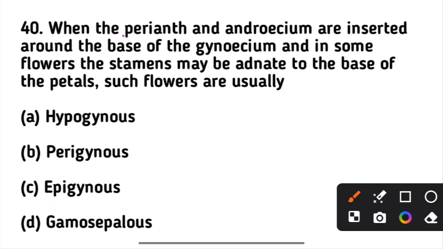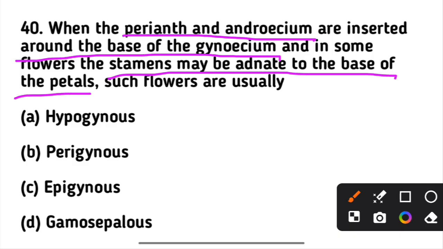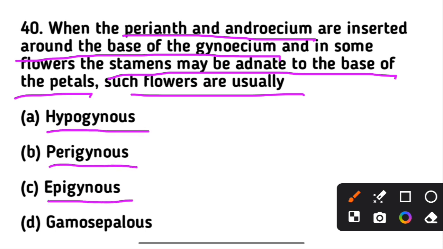Question 40. When the perianth and androecium are inserted around the base of the gynoecium, and in some flowers the stamens may be adnate to the base of the petals, such flowers are usually: option A hypogynous, option B perigynous, option C epigynous, option D gamocephalous. Option A is correct, hypogynous.